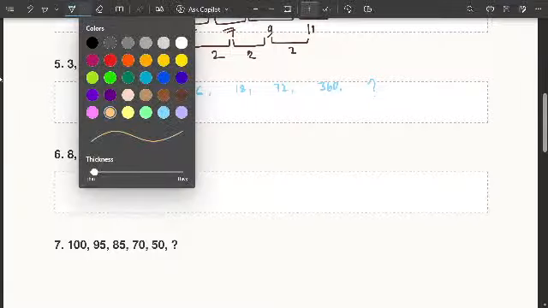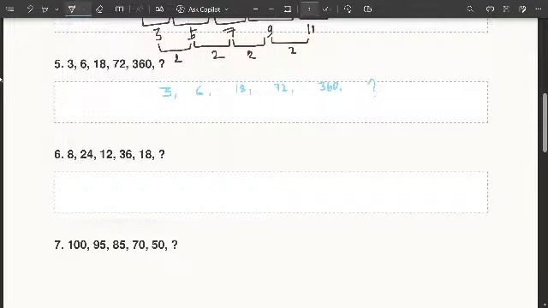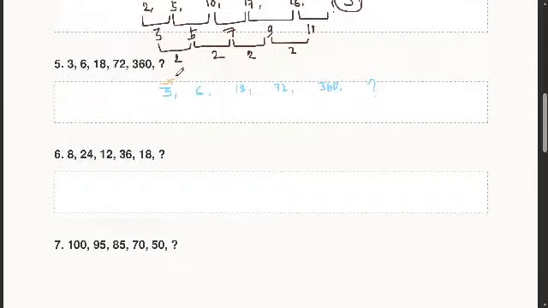Like if we multiply 3 by 2, we will get 6. If we multiply 6 by 3, we will get 18. So 2, 3, 4, this is the rule. Okay. 4, and it will be multiplied by 5, and it will be multiplied by how much? 6. Okay.